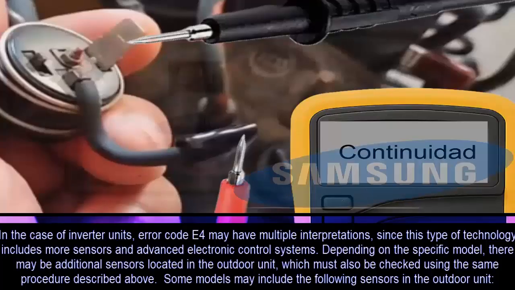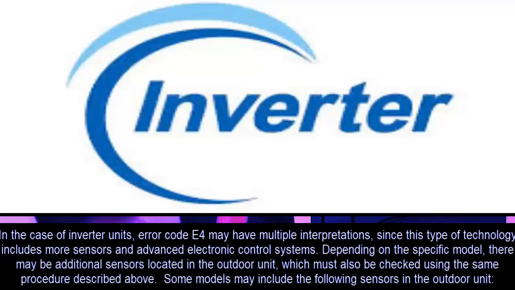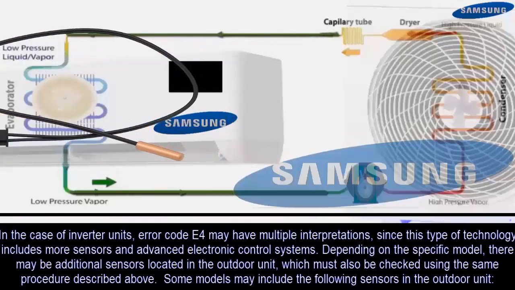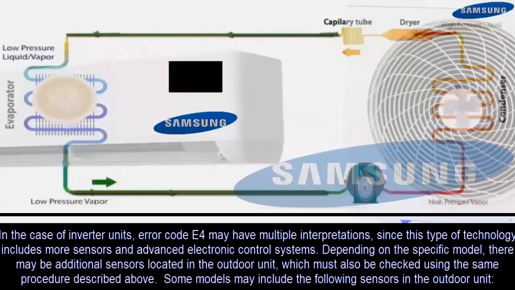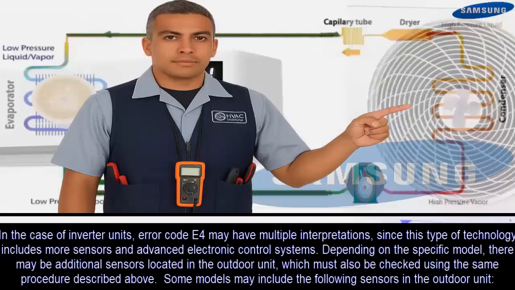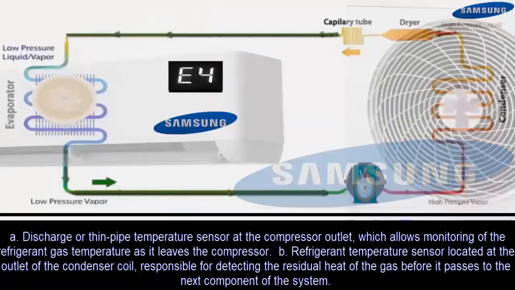In the case of inverter units, the E4 error code may have multiple interpretations, as this type of technology includes more sensors and advanced electronic control systems. Depending on the specific model, there may be additional sensors located in the outdoor unit, which should also be checked using the same procedure described above. Some models may include the following sensors in the outdoor unit.